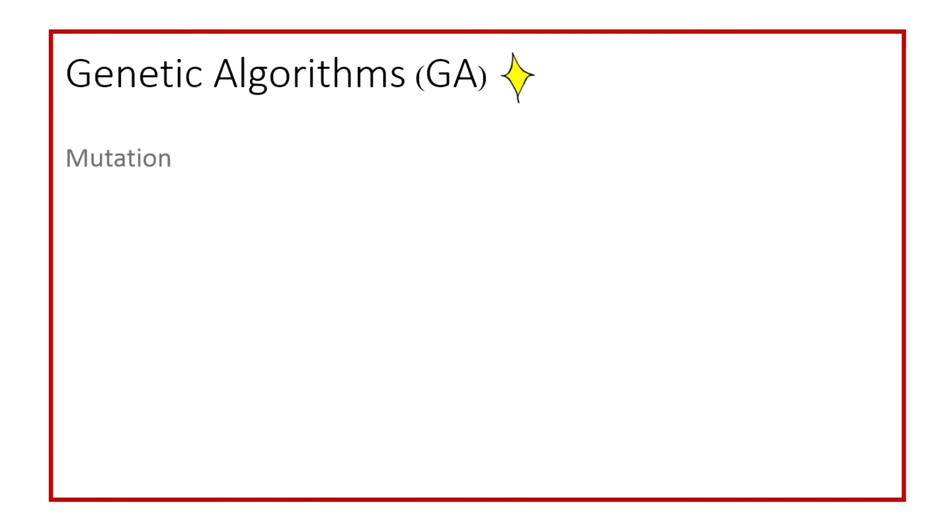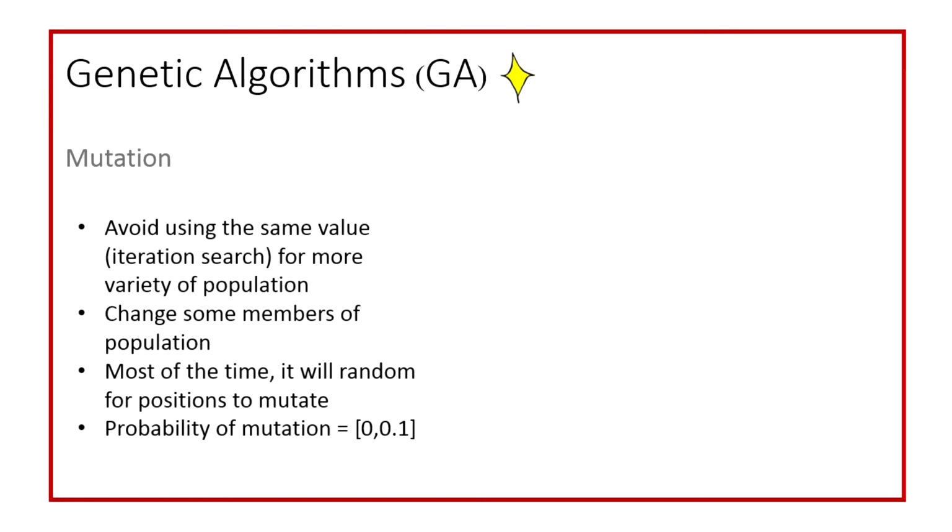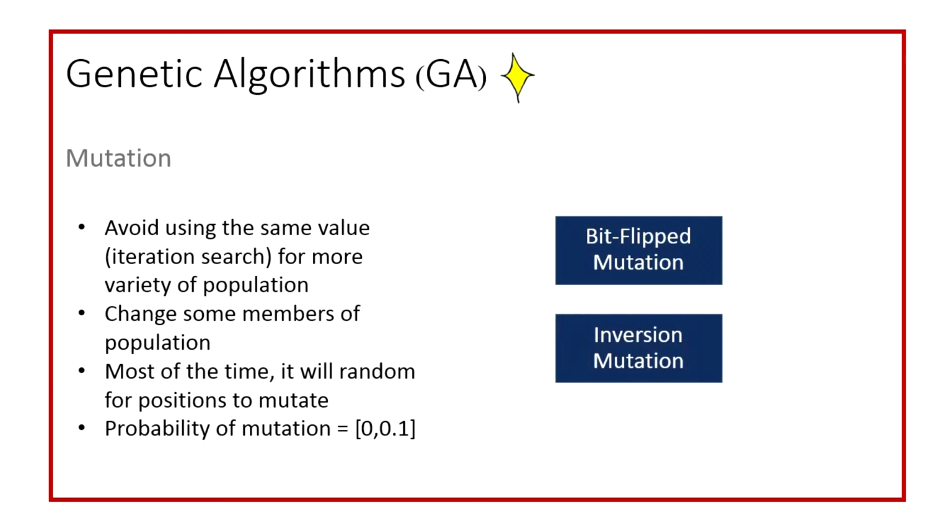This method is used to avoid using the same value, for more variety of population. By changing some members of the population, most of the time it will land on 4 positions to mutate, with a probability of mutation in the range 0 to 0.1. And there are many approaches in this method, such as bit-flipped mutation, inversion mutation, and insertion mutation.